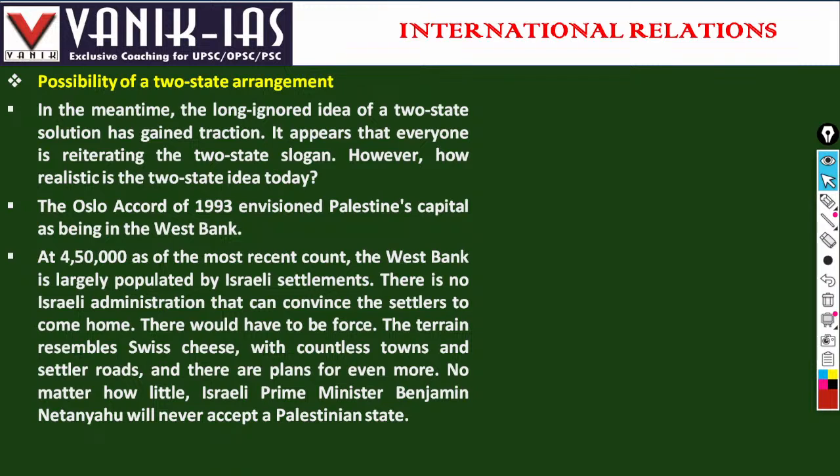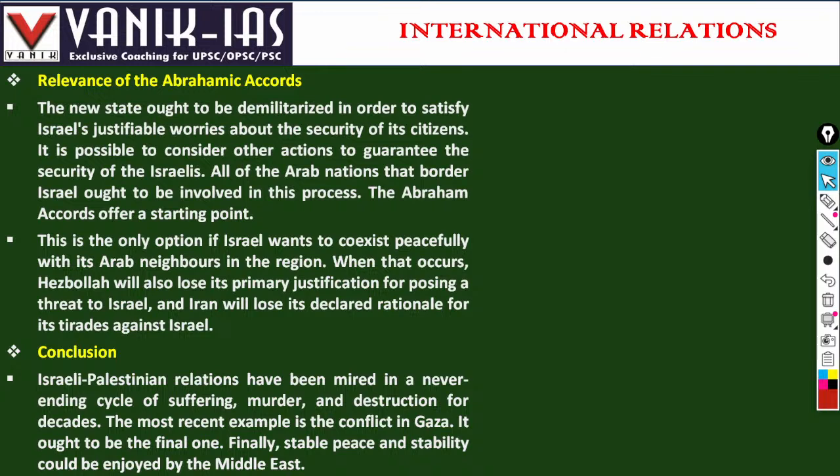This is the rationale for the two-nation solution, when Israel will accept a Palestinian state. But at present, Prime Minister Benjamin Netanyahu is in no mood to accept this. Relevance of the Abraham Accord: the new state ought to be demilitarized in order to satisfy Israel's justifiable concern about the security of its citizens. It is possible to consider other actions to guarantee the security of Israel. All of the Arab nations that border Israel ought to be involved in this process. The Abraham Accord offers a starting point. This is the only option if Israel wants to coexist peacefully with its Arab neighbors in the region.